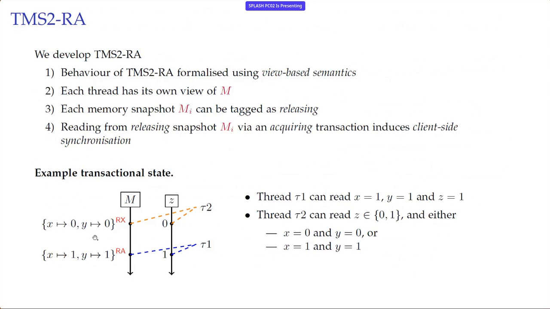And for x and y, it could either read this snapshot, which means that it reads both x is 0 and y is 0, or it reads from this snapshot, which means x is 1 and y is 1. So the thing you're not allowed to do is mix and match at the level of the memory snapshots. You can't have x is 0 and y is 1. That's not possible. So that's the basic idea.